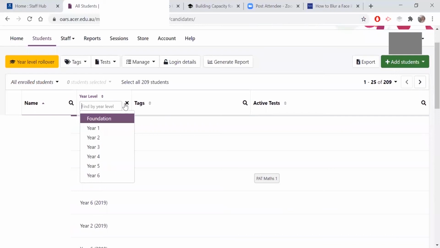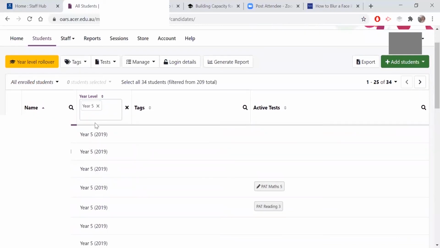Find by year level, and I'm going to go to the year 5s from last year. So year 5, 2019. And you can see there are 34 students. Now, make sure you select those students because there's no way you're going to be able to work with them until you've selected them. So I'm going to generate a report.